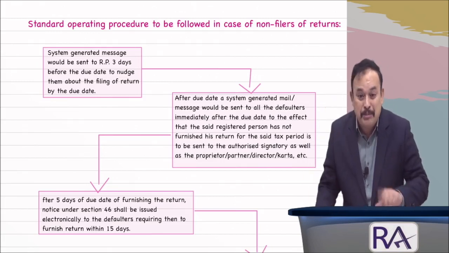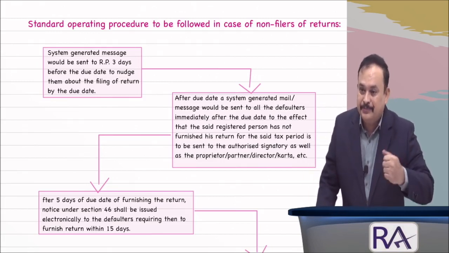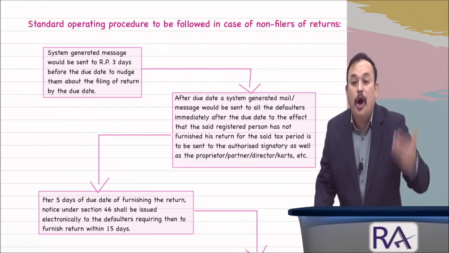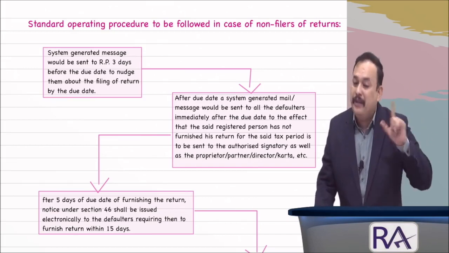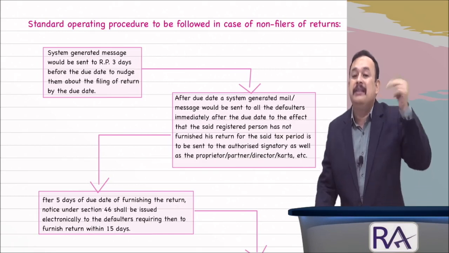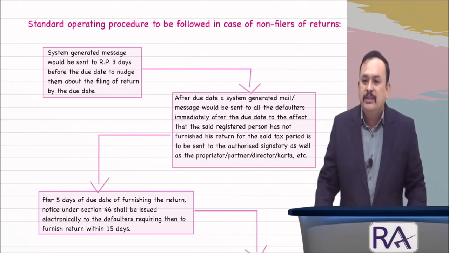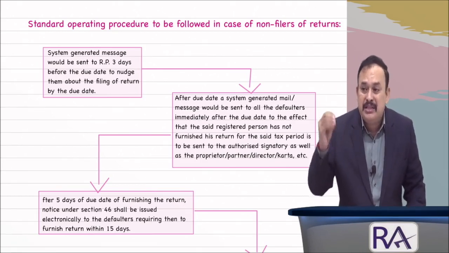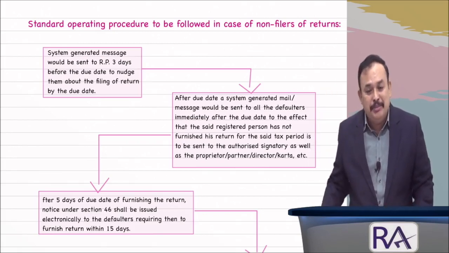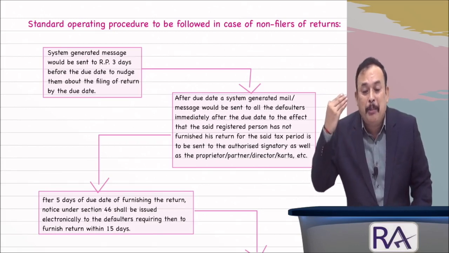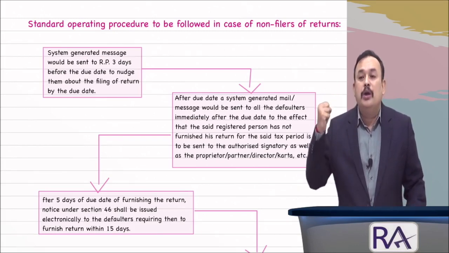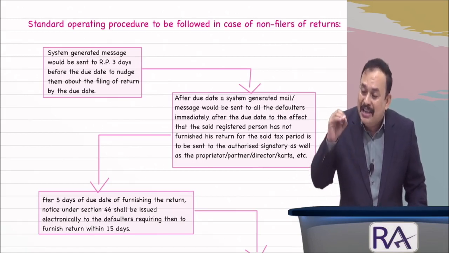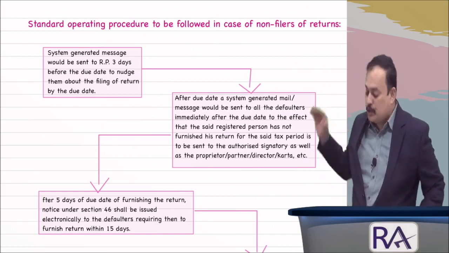CBIC issued a circular to department officers, field formation authority, to the proper officer. What procedure the proper officer should follow to quantify the liability, if any, of such person who has not filed the return? In this regard, I can also say that best judgment assessment is with the discretion of the department officer. The standard operating procedure with regard to assessment of non-filers of returns is as follows, my dear.